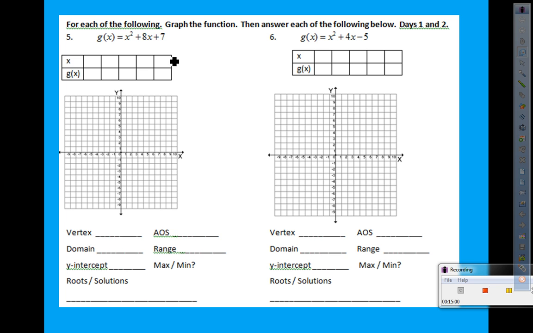So when I go get my main value, I'm going to go -8 over 2, because A is 1, B is 8. So I'm going to get a -4, a -3, a -2, and I'm going to use -5 and -6. When I ran those numbers through, I had -5, -8, -9, -8, and -5.